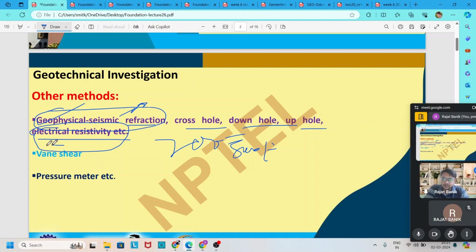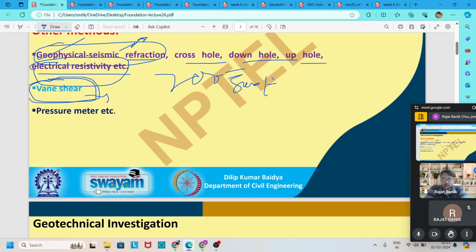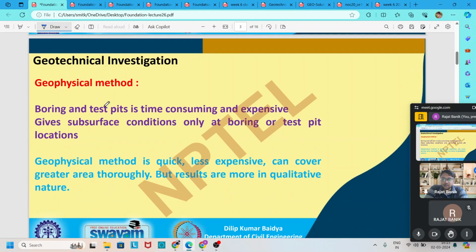Then we will discuss the Vane test, which is mostly used for cohesive soil, soft cohesive soil. So let's start with the geophysical method.